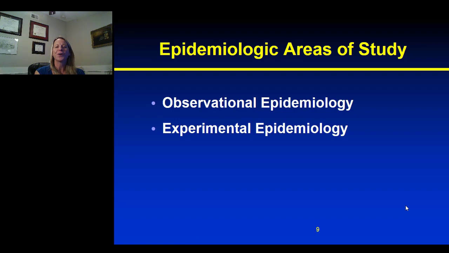There are two key areas of study in epidemiology, observational and experimental. The key difference between the two is that in experimental epidemiology, the researcher is intervening on the subjects of interest, whereas in observational epidemiology, there is no intervention, and instead the researcher is merely observing the individuals or subjects of a population.